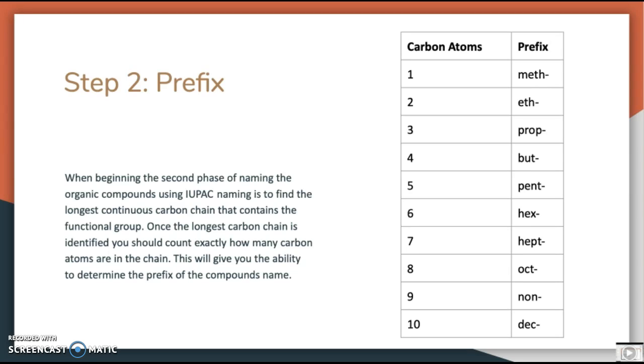I have created a table to the right of this slide as well as with an outline of the number of carbon atoms and what prefix goes with each. 1 meth, 2 eth, 3 prop, 4 but, 5 pent, 6 hex, 7 hept, 8 oct, 9 non, and 10 dec. These will be used a lot, so you need to be familiar with them.